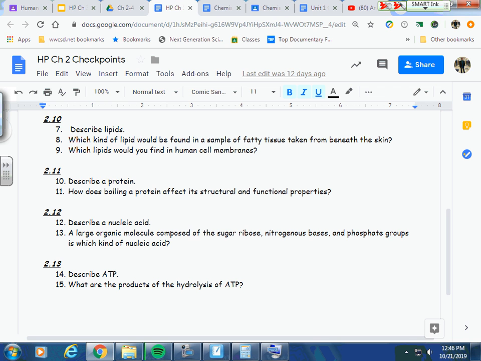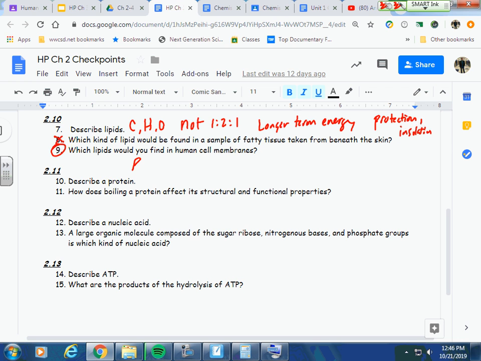So lipids are also going to be C, H, and O, but not 1 to 2 to 1. Just think of longer term energy storage. And we can also think of protection and insulation. All right, don't worry about number 8. Do worry about number 9, though.